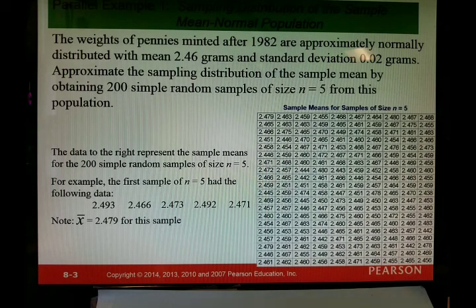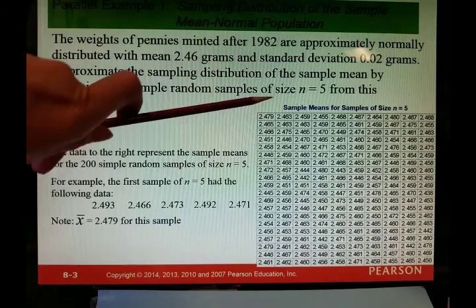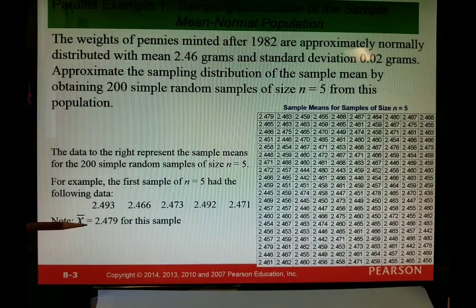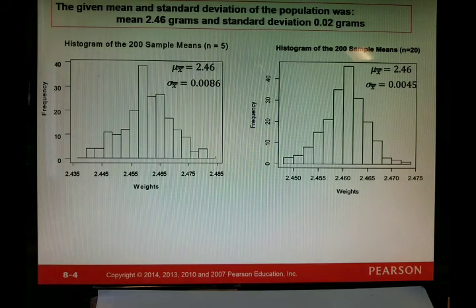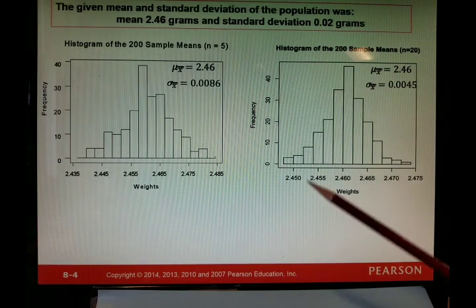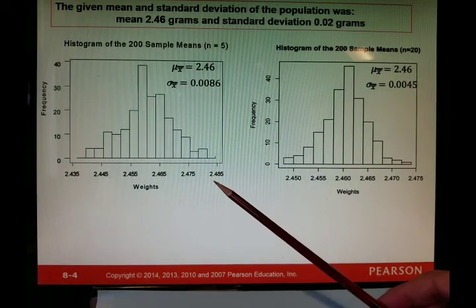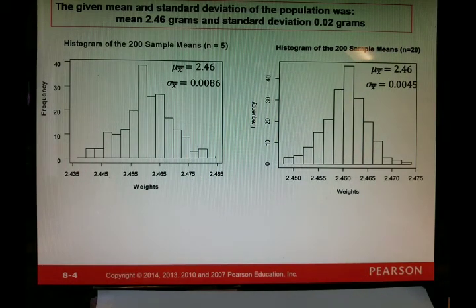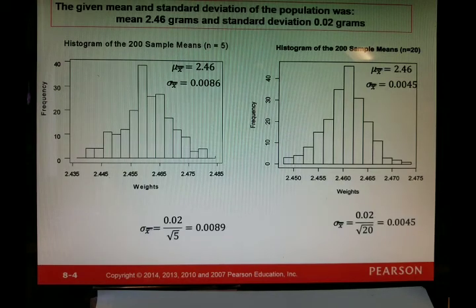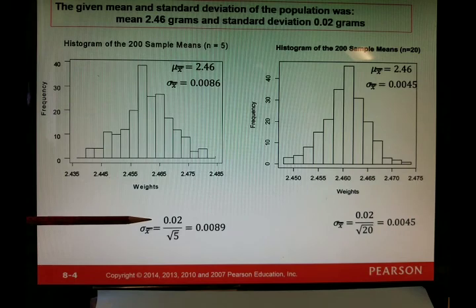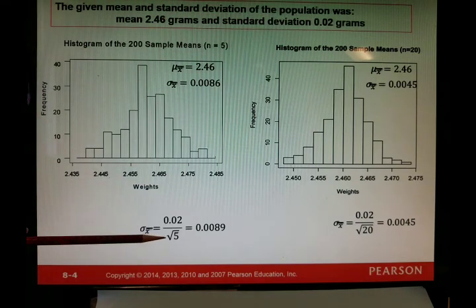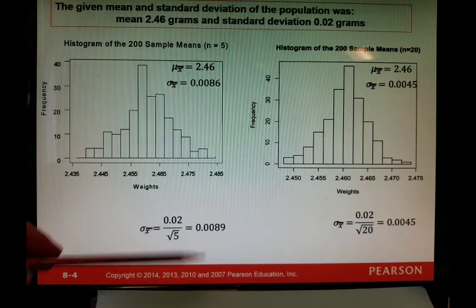Note that the new mean, the mean of all of these sample means, happens to be 2.479. The original mean of the entire population is 2.46. That's really close. If I took a look at the original standard deviation, that would have been the 0.02 of a gram. Notice my standard deviation now is much smaller. The standard deviation will shrink as your sample size gets larger, because you now take the standard deviation and divide by the square root of how many are in your sample. So my new standard deviation, I take the original, which was 0.02, and divide by the square root of 5. There were 5 in this sample, and that's my new standard deviation.